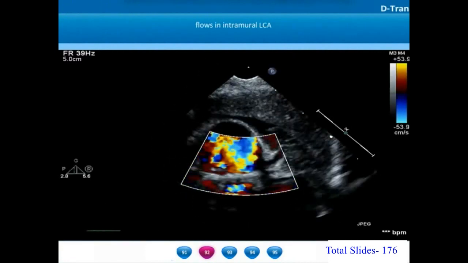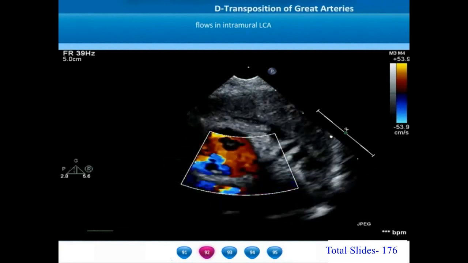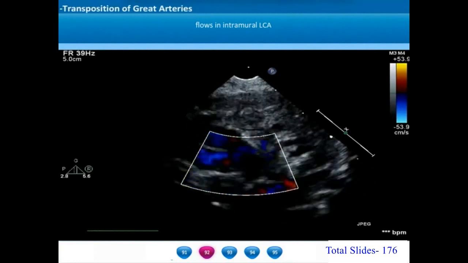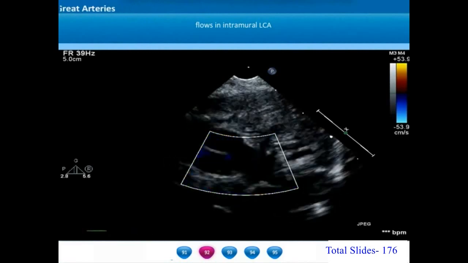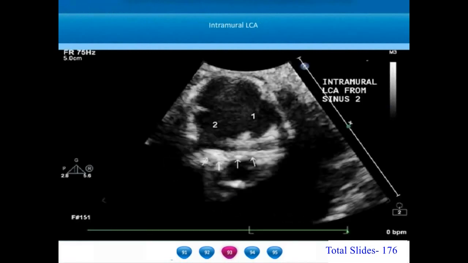In this color Doppler demonstration, we can notice the anterior aortic root, the posterior pulmonary root, an intramural left coronary artery, and the coronary flows are seen in the portion of the intramural left coronary artery. The entire length of the parallel track, seen as a railroad and shown with arrows, indicate the portion of the intramural left coronary artery.